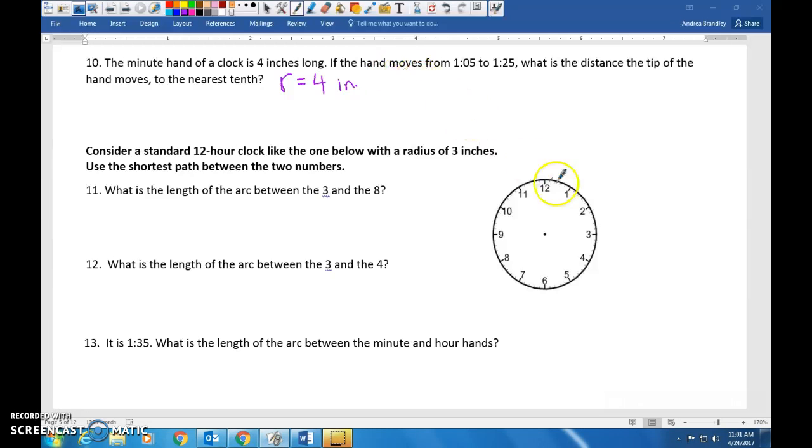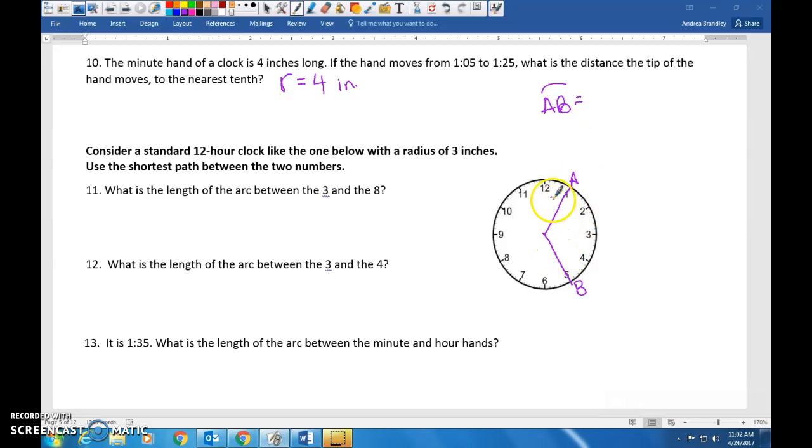And then if the hand moves from 1:05, okay, so I'm just worried about the minute hand. So if the minute hand is at 05, it's going to be right here, to 25, 1:25, it's going to move from there to there. And it wants to know the distance that this moves. So it wants me to find this arc length. So if I call this point A and this point B, I'm looking for the measure of the arc AB.